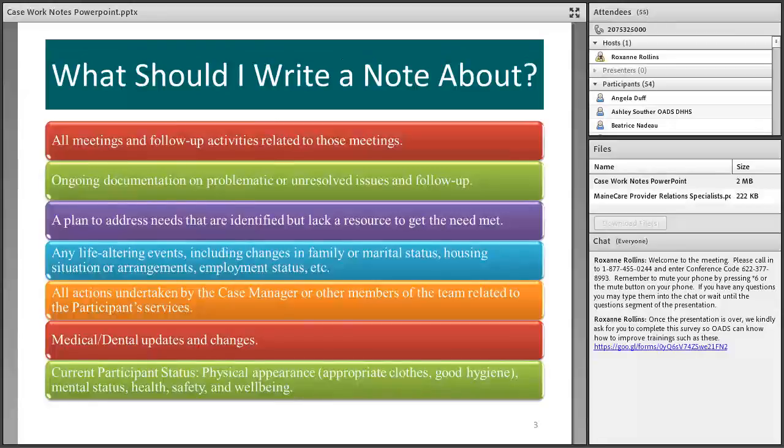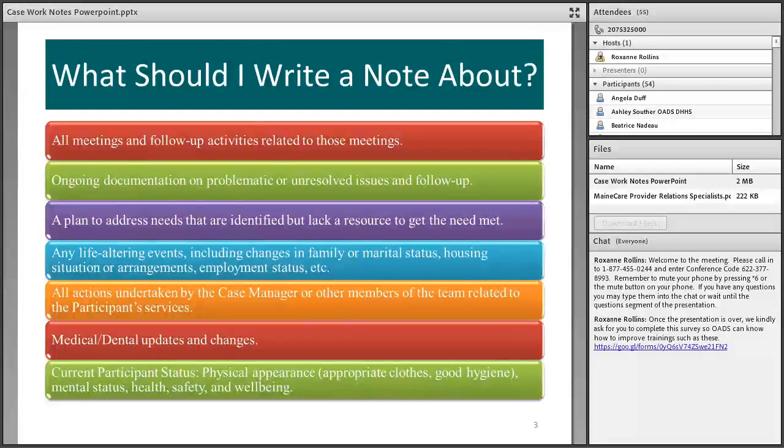A note should be ongoing documentation on problematic or unresolved issues and follow-up. It's a plan to address needs that are identified but lack a resource to get the need met. You should have a note if there are any life-altering events, including changes in family or marital status, housing situations, or other arrangements, employment status, etc.